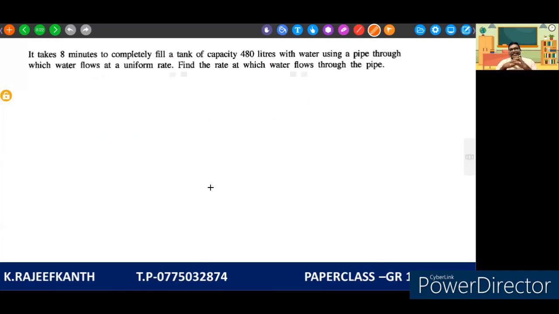Then it takes 8 minutes to completely fill a tank of capacity 480 liters with water using a pipe through which water flows at a uniform rate. Find the rate at which water flows through the pipe. Now you have to find the rate.